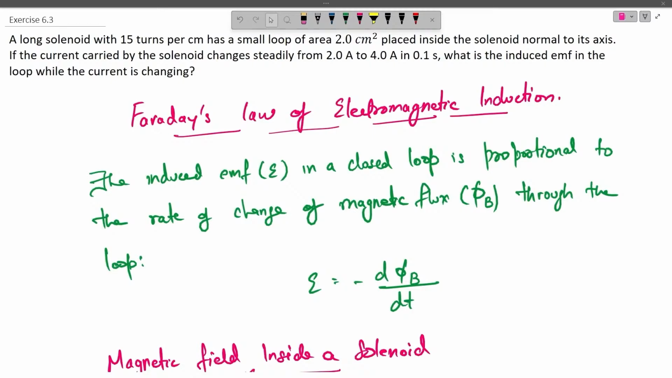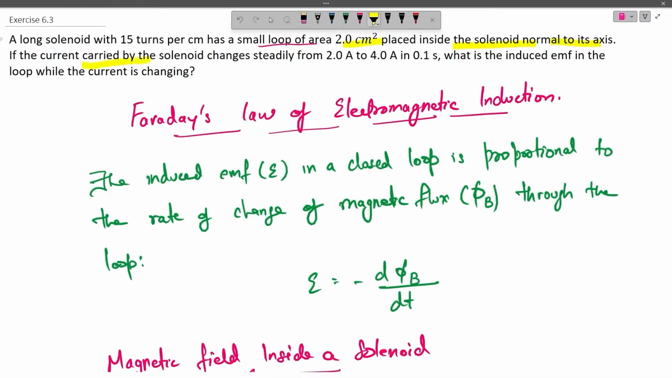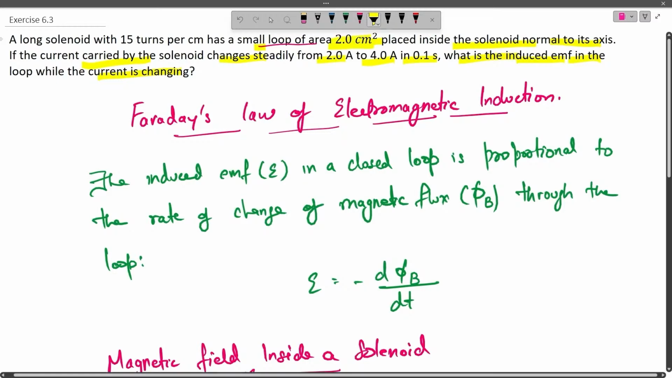The question says that a long solenoid with 15 turns per centimeter has a small loop of area 2 centimeter square placed inside the solenoid, normal to its axis. If the current carried by the solenoid changes steadily from 2 ampere to 4 ampere in 0.1 seconds, what is the induced EMF in the loop while the current is changing? So here a small loop of wire of area 2 centimeter square is placed inside a solenoid.